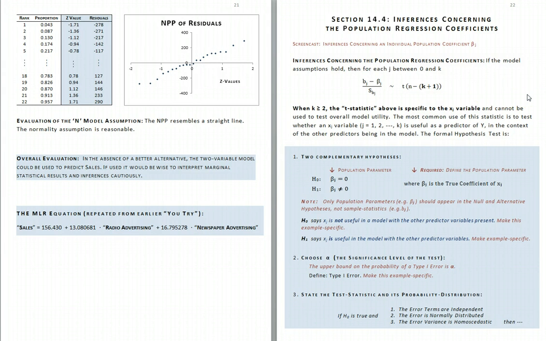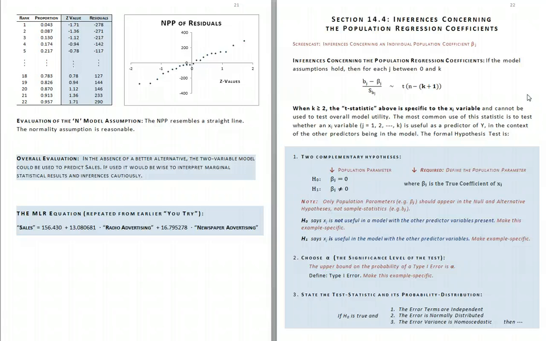This T statistic is specific to the jth model coefficient, beta j, and when there is more than one independent variable, that is, when k is greater than 1, this T statistic cannot be used to test the overall utility of the model. That's the job of the F statistic.